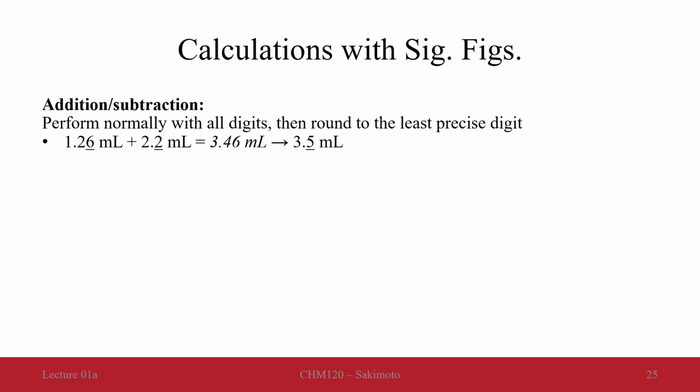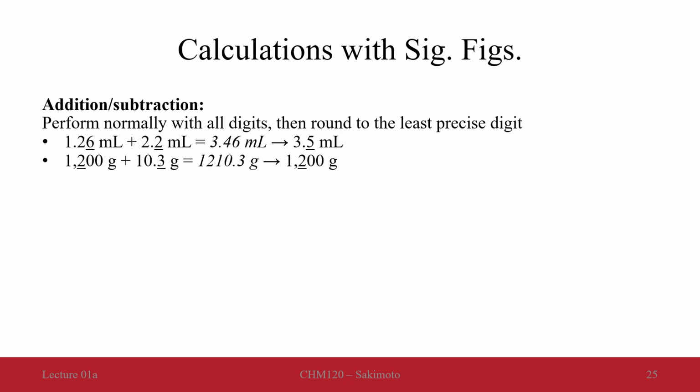What that means in practice is that I first keep all the digits. I plug everything in as normal. So I plug into my calculator 1.26 plus 2.2. That gives me 3.46 milliliters. I need to round this number to show that 2.2 milliliters wasn't a very precise volume measurement. Because 2.2 milliliters is only precise out to the tenths place, one decimal place, I must round my 3.46 to one decimal place, or 3.5 milliliters.